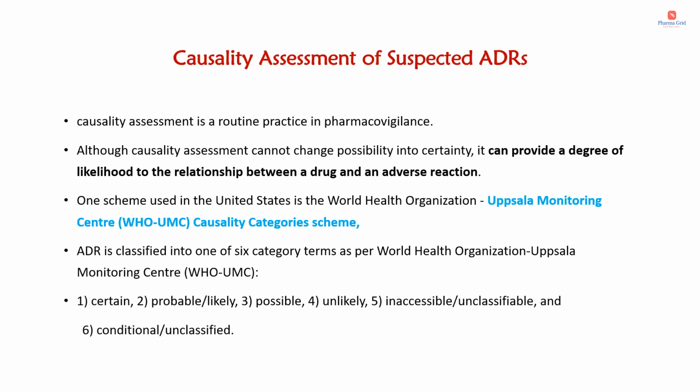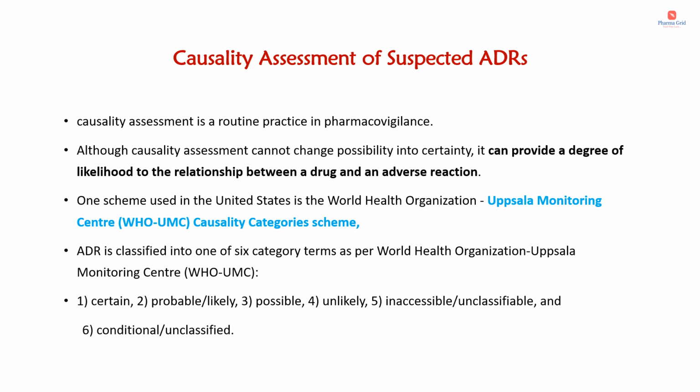Causality assessment of suspected ADRs. Causality assessment is a routine practice in pharmacovigilance. Although causality assessment cannot change possibility into certainty, it can provide a degree of likelihood to the relationship between a drug and an adverse reaction. One scheme used in the United States is the World Health Organization Uppsala Monitoring Centre Causality Category Scheme.